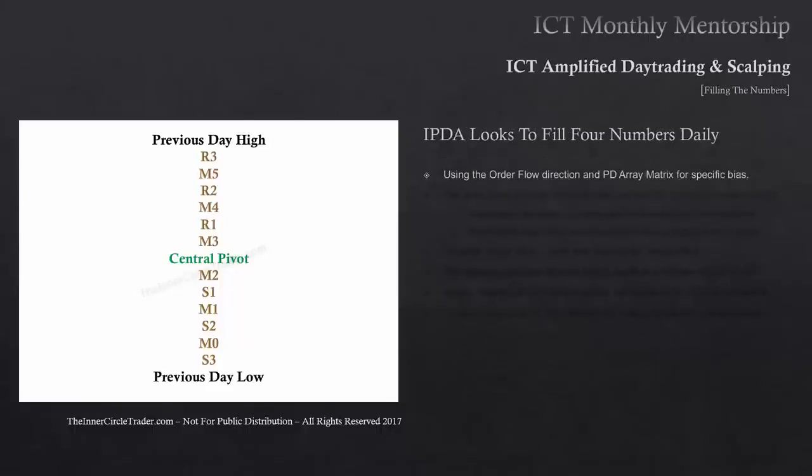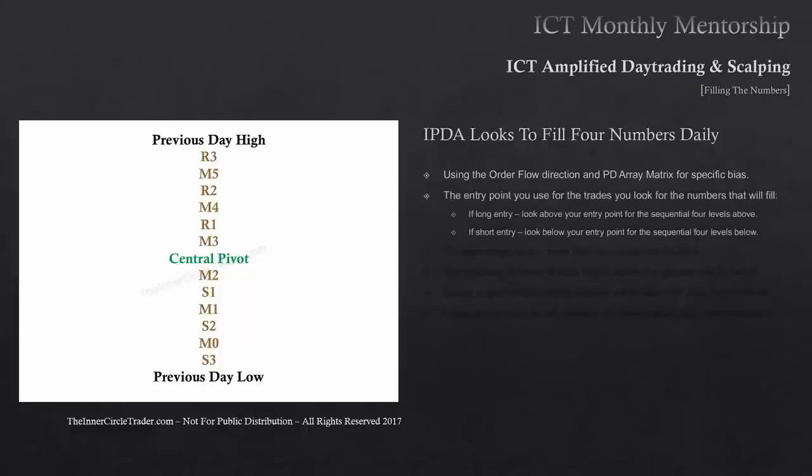Using the order flow direction and PD array matrix for specific bias, we can use these numbers to help determine what numbers we'll be filling for that particular day. The trade entry point that you use for your trades, you look for the numbers that will fill from that price point. If you're going long, from your long entry, you look above your entry point for the sequential 4 levels above. If you're selling short, you look below your entry point for the sequential 4 levels below.